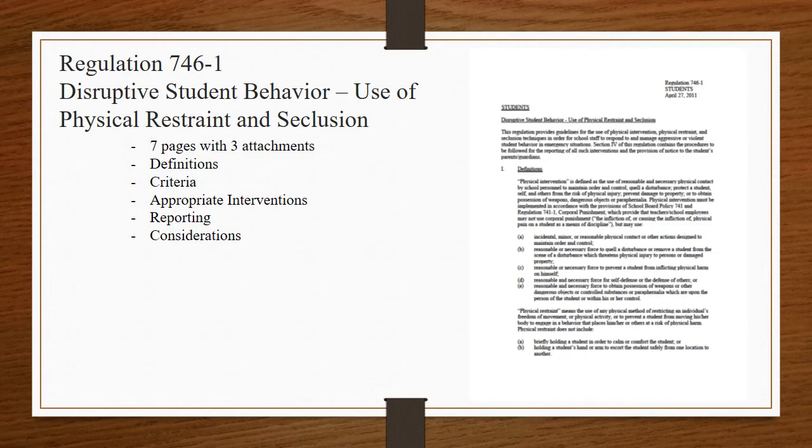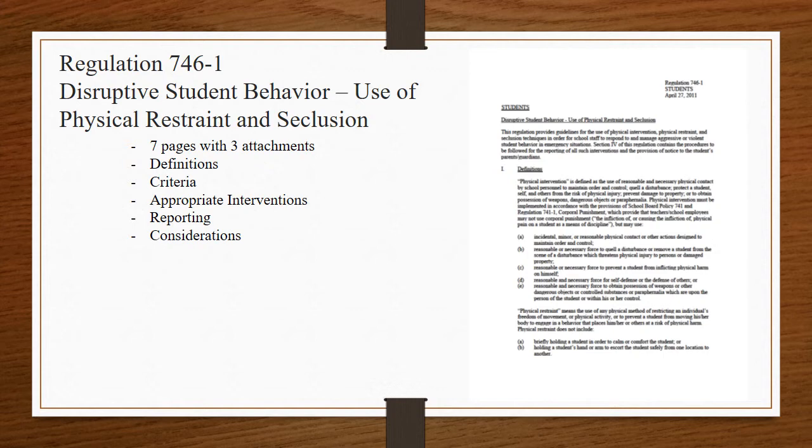Our first regulation is in regards to disruptive student behavior, the use of physical restraint, and seclusion. So this regulation is 7 pages in length with 3 attachments for teachers to complete if need be. Now, mind you, this regulation pretty much can refer to students that are in our self-contained ED classroom. However, I need to make sure that all of us are informed of this regulation and just know our limits, the definitions, criteria, and some of the interventions that we may need to put in place for a student.